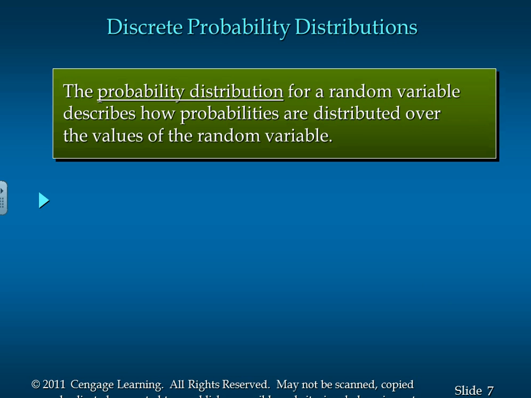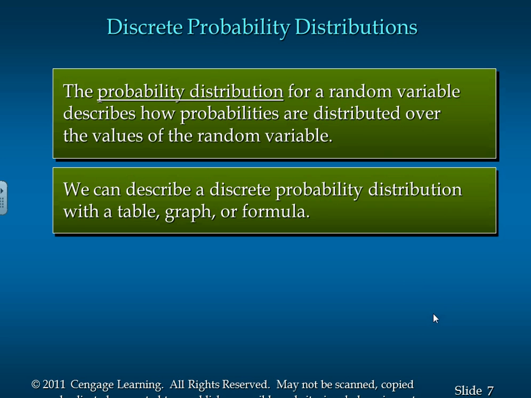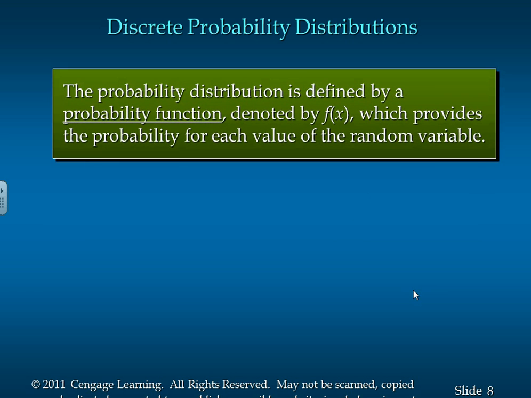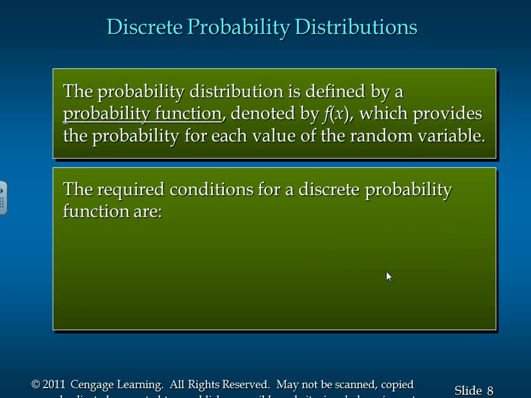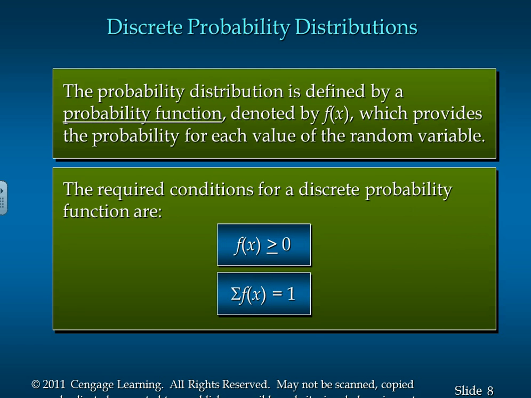The probability distribution for a random variable describes how the probabilities are distributed over that variable. We can do it with a graph, we can do it with a table, we can do it with a function f of x. Oh, that'd be much more fun. The required conditions: the function has to be greater than or equal to 0 at all of its points, and if I sum all the probabilities together, I have to have a 1.